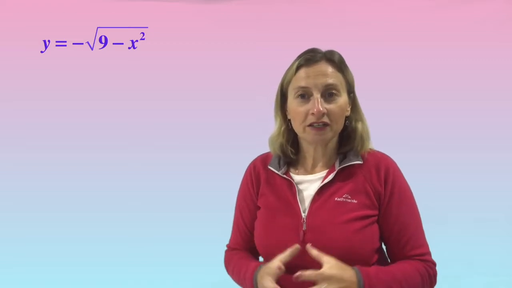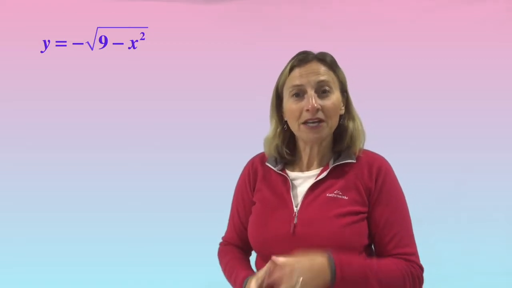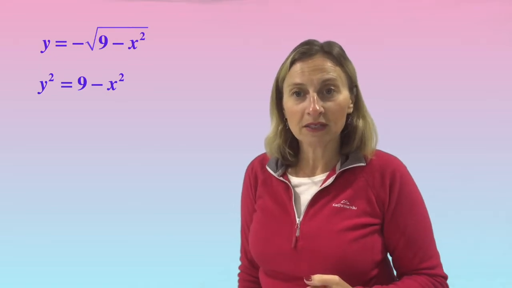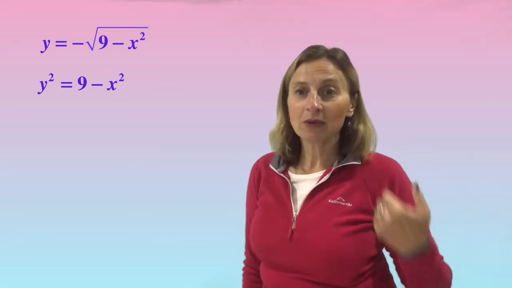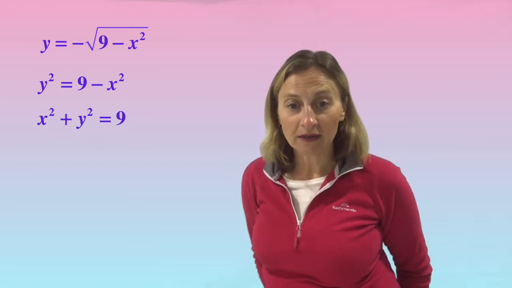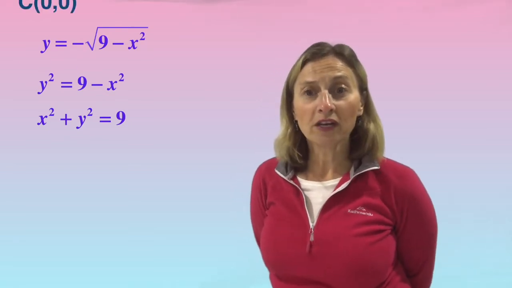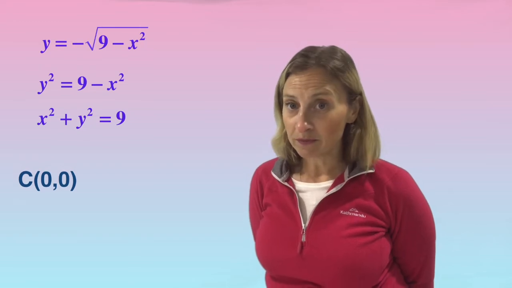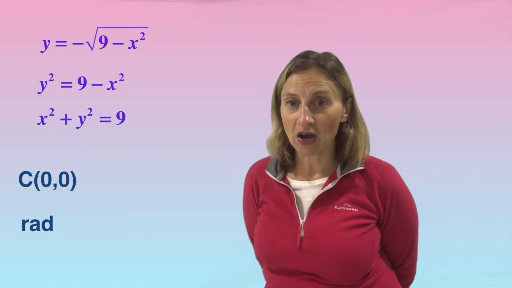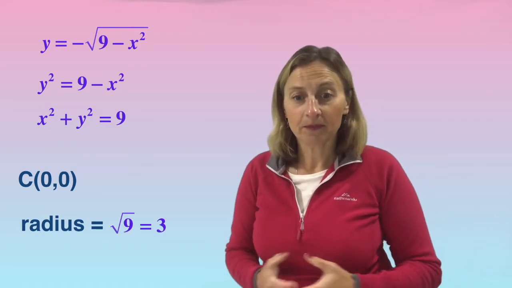Now if you recognise that it's a semicircle straight away, good on you. But let's just check it. Let's square both sides. You get y squared equals 9 minus x squared. Take the x squared to the other side, you get x squared plus y squared equals 9. So what do we have? We know that it's going to have a centre of 0, 0. And we know that the radius is going to be the square root of 9, which is 3.